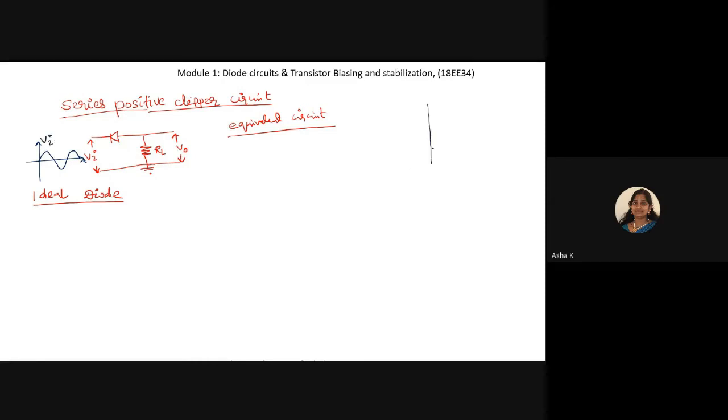I have the input voltage for an ideal diode. This is the input voltage. After the ideal diode input voltage is applied, we are going to get the output voltage across the load resistance. So this is input, and this is V output. What will be the V output voltage that we are going to get is the analysis here.